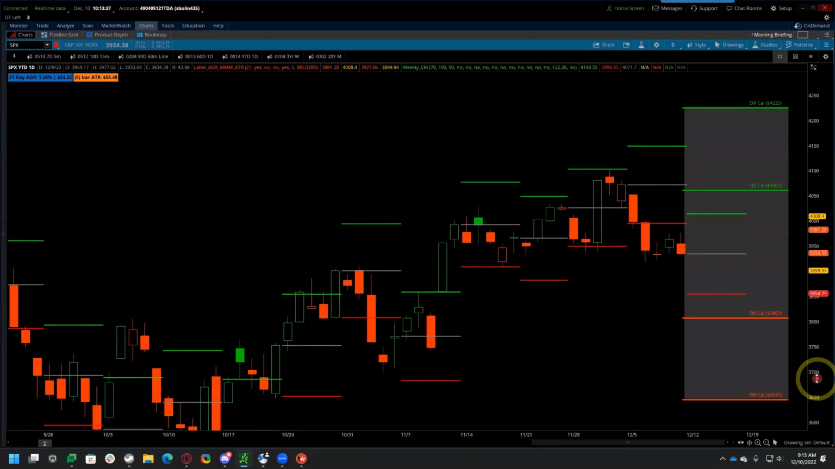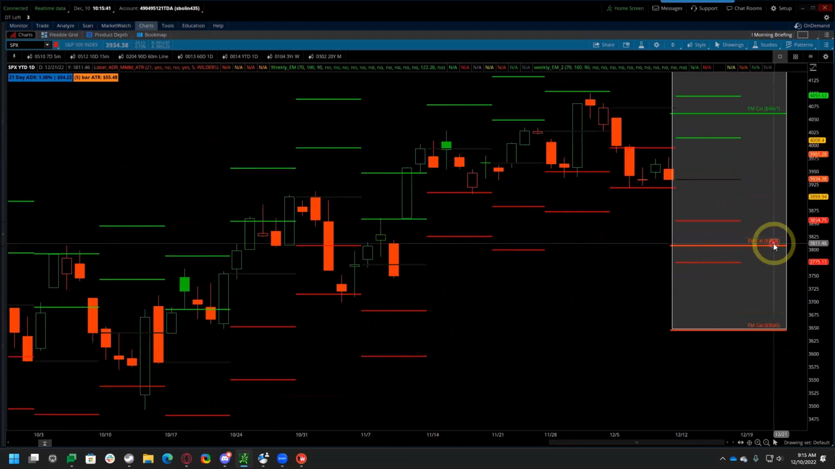Am I saying we're going to move that much? No, I'm not, but I'm saying we have the potential to move that much. It's within our measurement from 42.25 all the way down to 36.45. That would not be considered out of line because that's what's on the line this week.